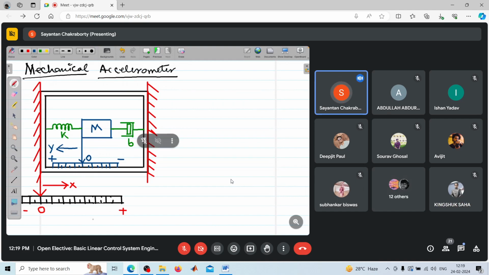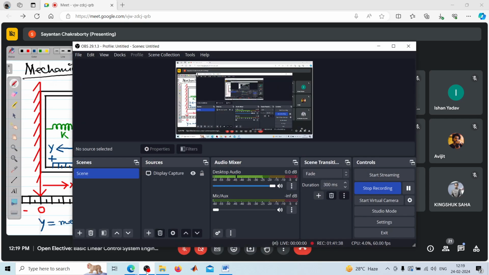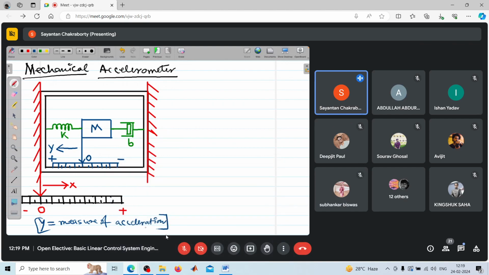That is y, a measure of acceleration. How can we represent it? Say, for that, let us define the variables x.